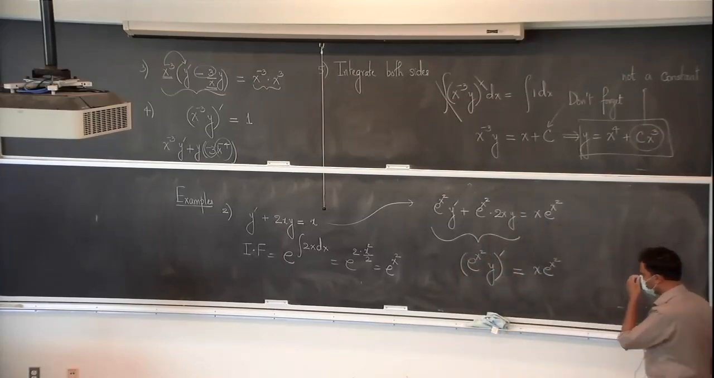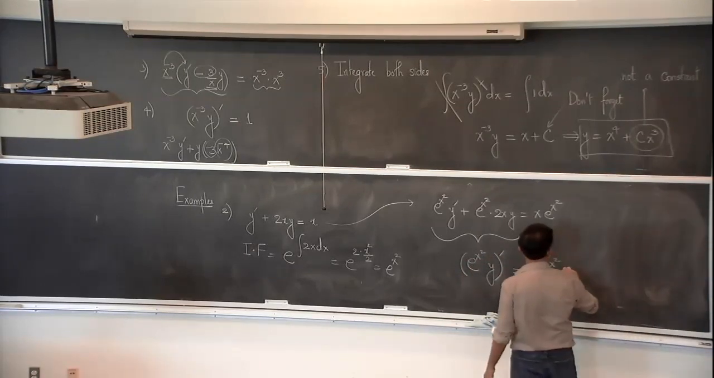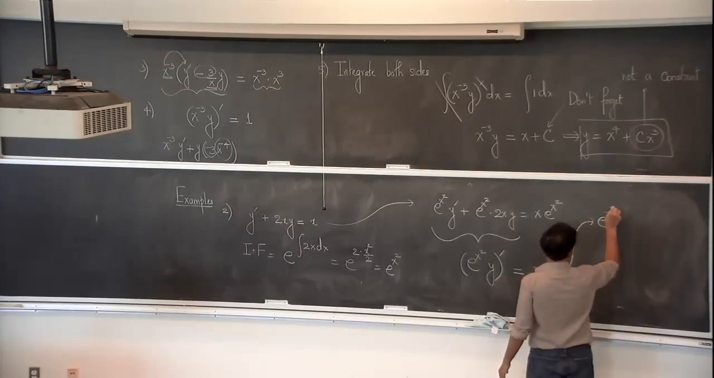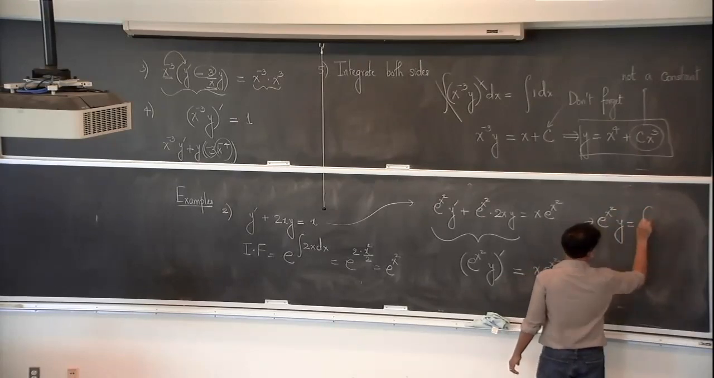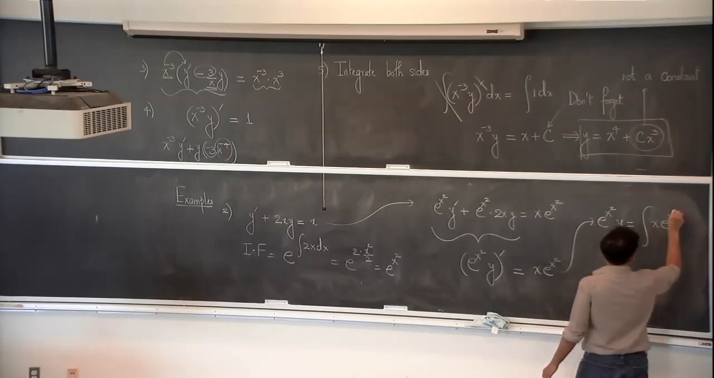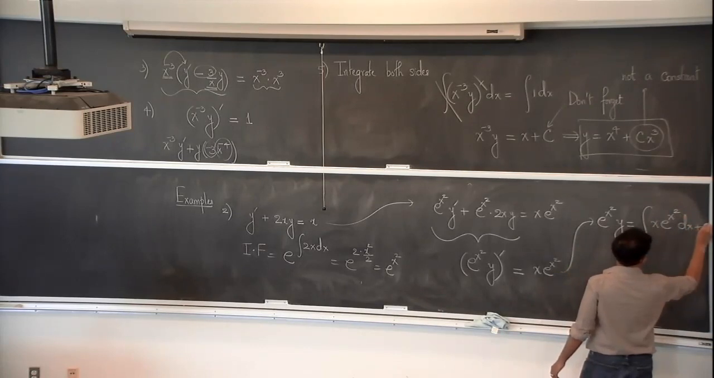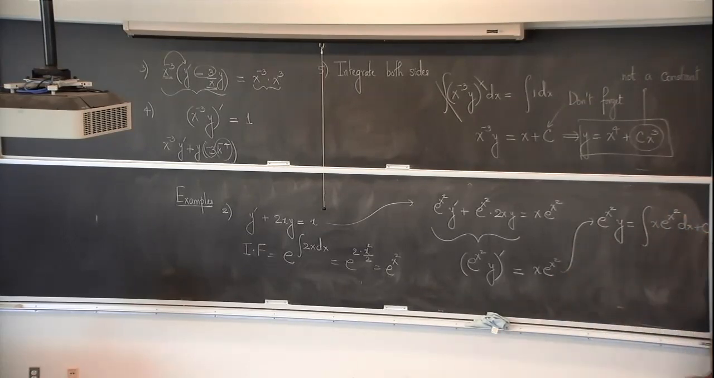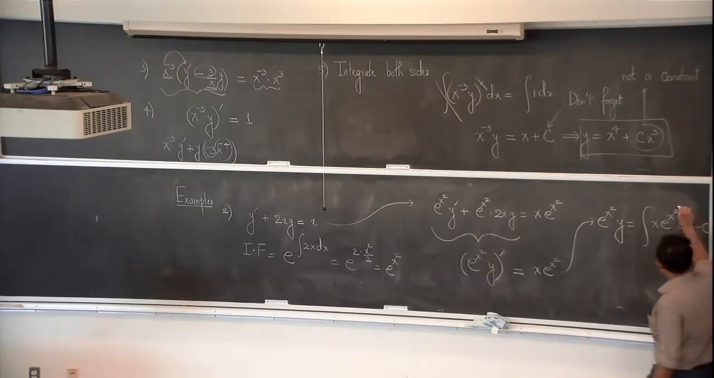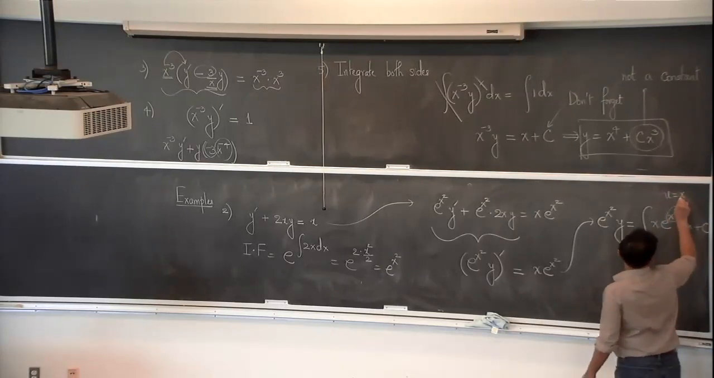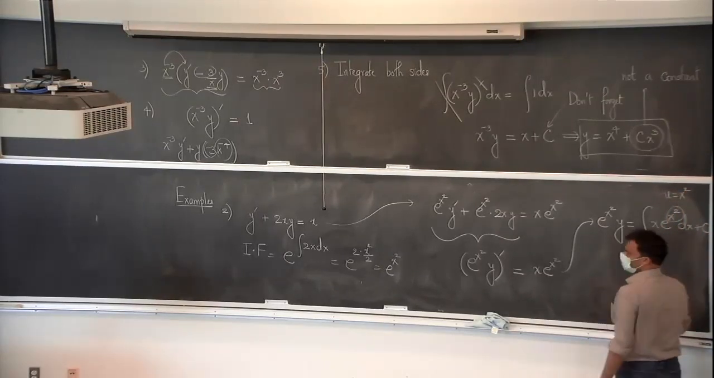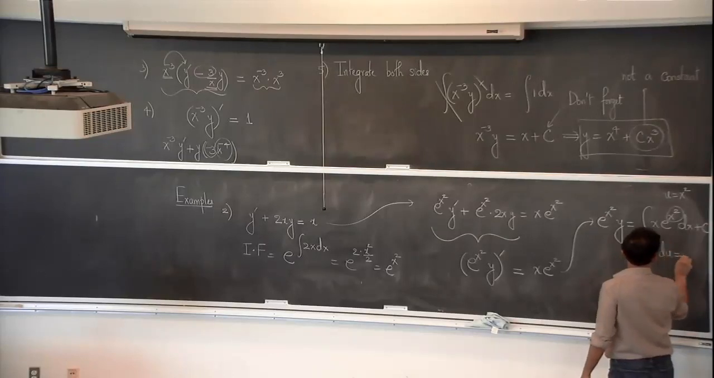Now integrate both sides, and you get e to the power of x square times y equal to the integral of x e to the power of x square dx plus c. And I told you yesterday that integration by substitution will pop up here and there. Here it is. u equal to x square, so du would be 2x dx, or 1/2 du is x dx.